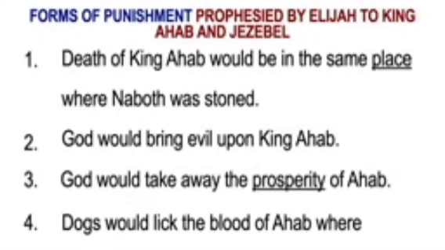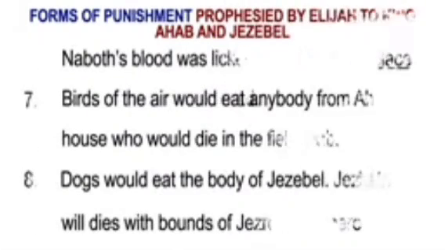Forms of punishment prophesied by Elijah to King Ahab and Jezebel after taking Naboth's vineyard. 1, the death of King Ahab would be in the same place where Naboth was stoned, rather killed. 2, God would bring evil upon King Ahab. 3, God would take away the prosperity of Ahab, that is, Ahab's rule would come to an end. 4, dogs would lick the blood of Ahab where Naboth's blood was licked.